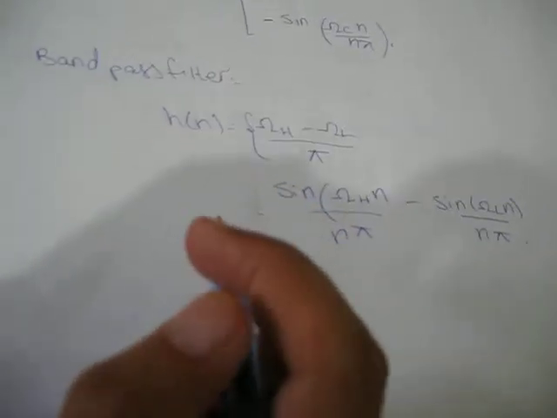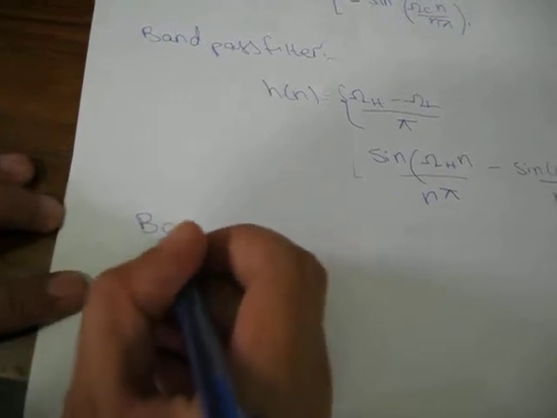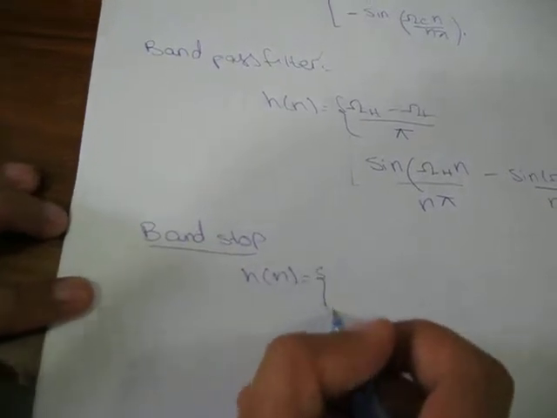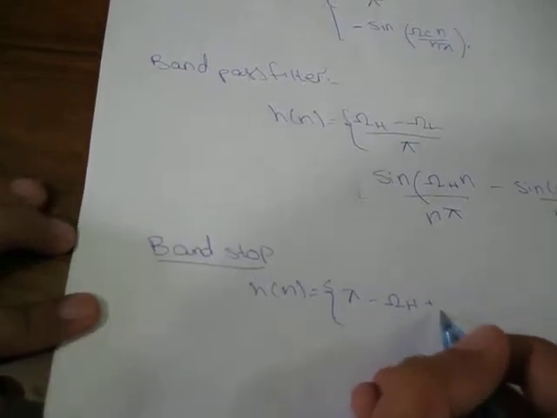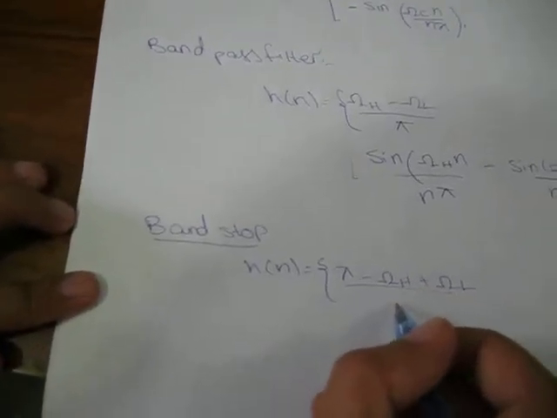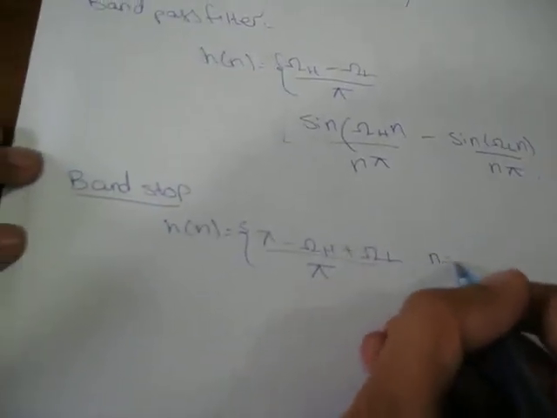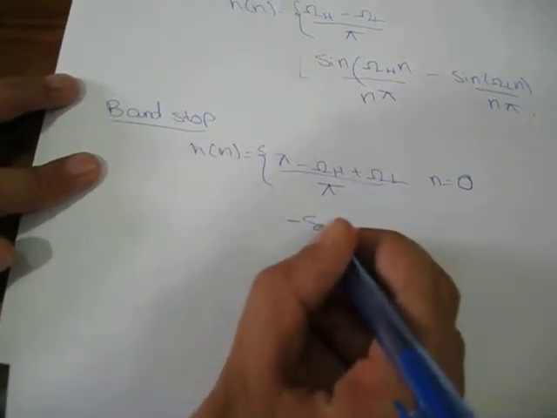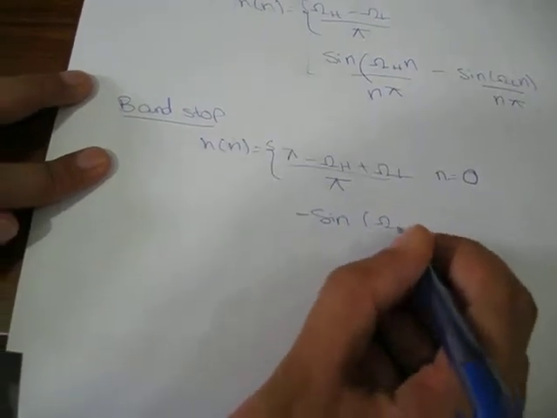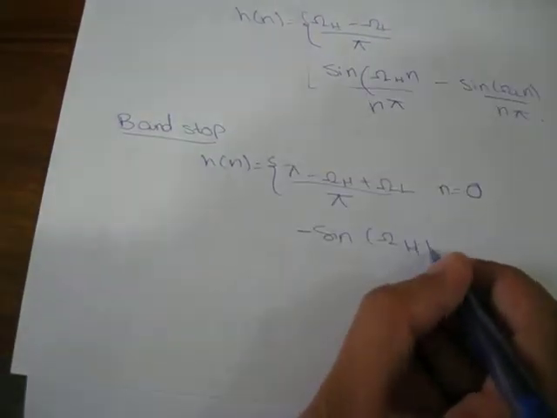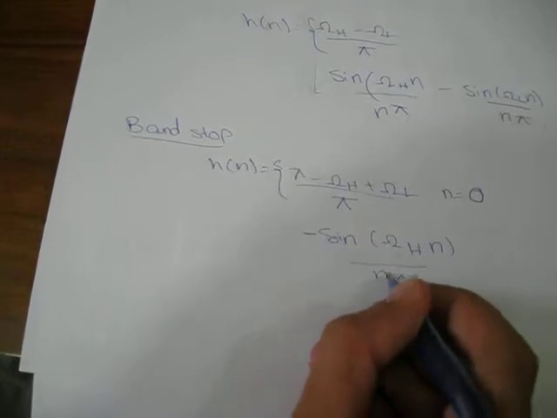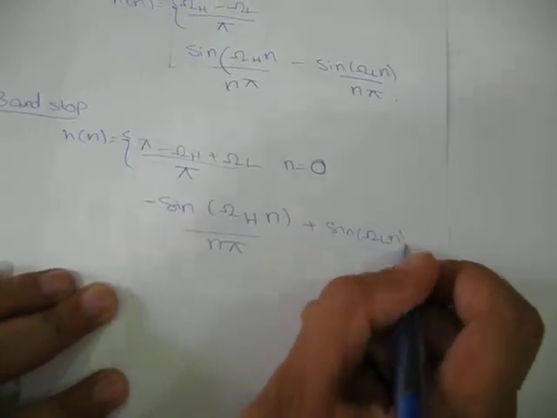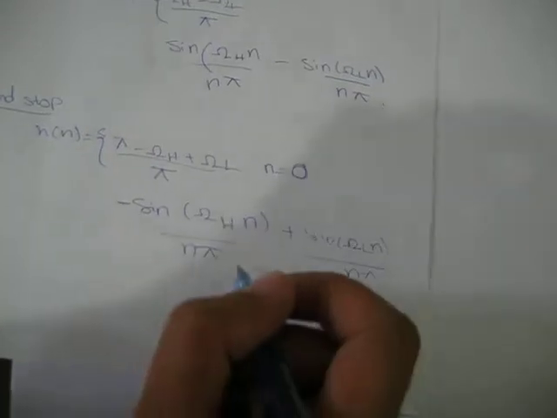Now suppose we have to design a band stop filter, then we will calculate h of n as pi minus omega h plus omega l divided by pi when n equals 0, and when n is not equal to 0, then it is calculated as minus sine omega h n over n pi plus sine omega l n over n pi.